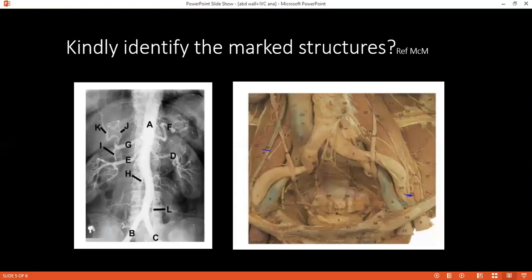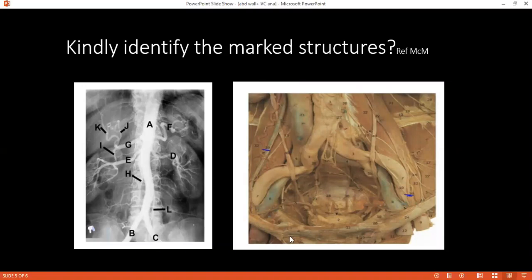Now looking at the right hand side image, I'll only ask you to identify two structures labeled in blue. The one on the left is probably the gonadal vessel, ma'am. And the other one I can't tell, the image is very small and I can't zoom it. Okay, all right.